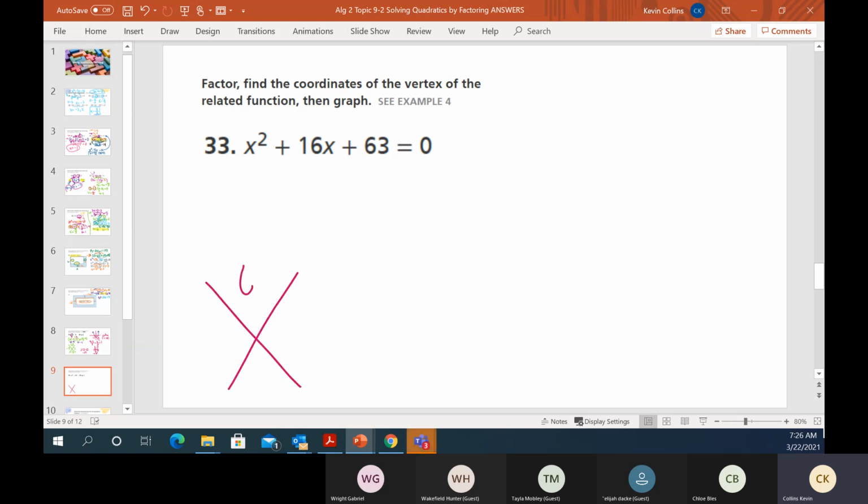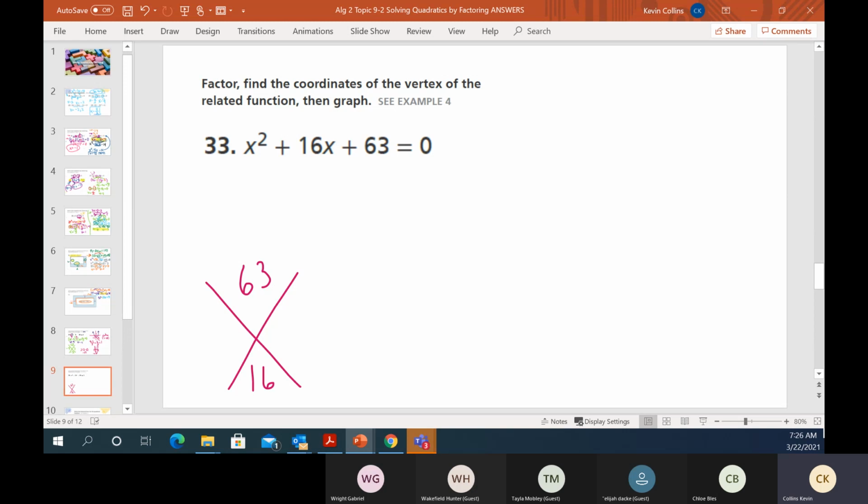So our top number this time is a positive 63, and our bottom number is 16. Okay. So since everybody's positive, then the two numbers we're looking for are also going to be positive. So this time we need numbers that multiply together and give us 63 and add together and give us 16. And they're both going to be positive.